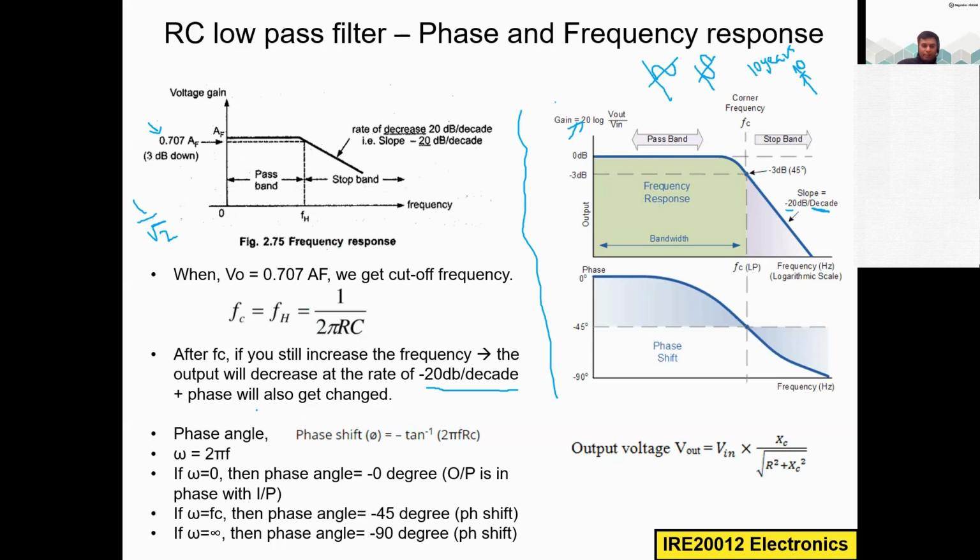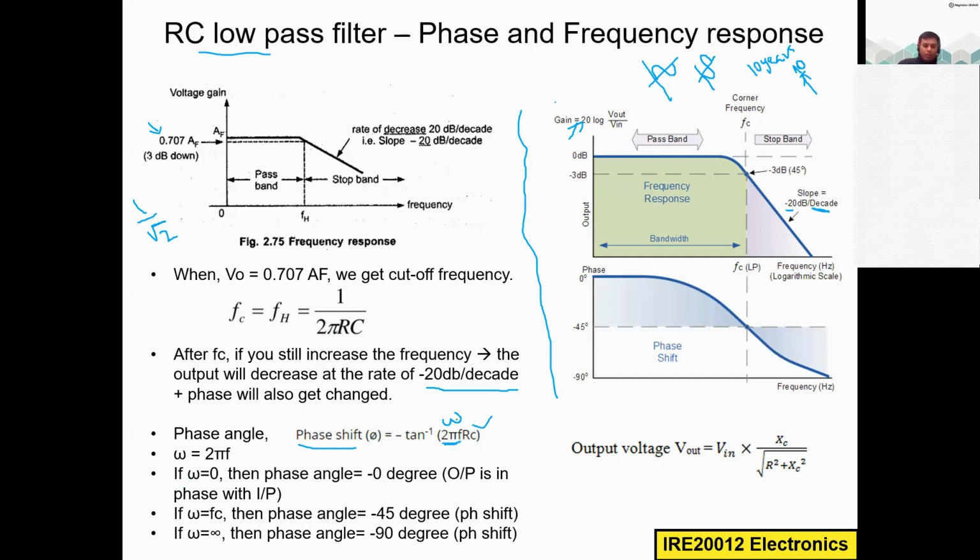So here you can see the formula for phase shift in an RC low pass filter. Phase shift is equal to minus tan inverse 2 pi f RC. So this is the formula for phase shift. Here, what is 2 pi f? This is the omega. So it is tan inverse omega RC; I just put here 2 pi f RC.